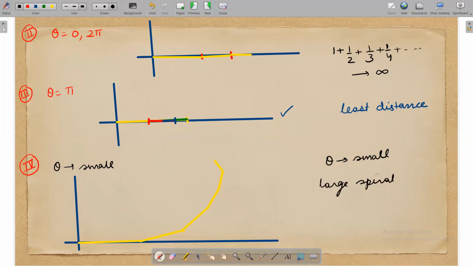So if someone says that you have to move in a similar pattern, but the spiral that you have to make is very large, you should take the smaller angle of spin. You take the smaller angle of spin, and the spiral that is going to form is going to be a larger spiral. Now I'll come to the next observation.